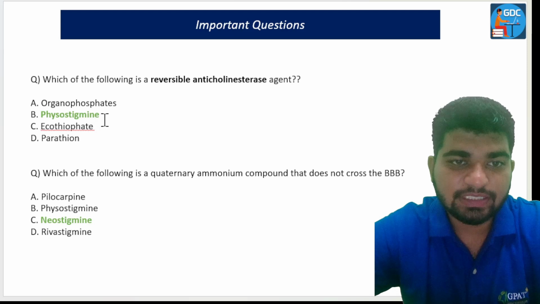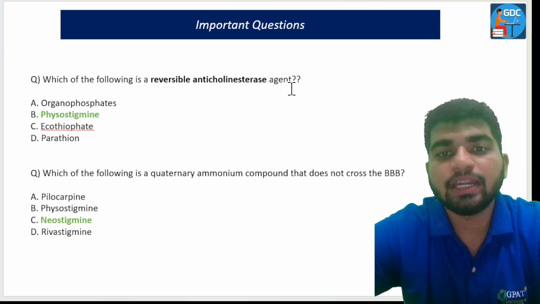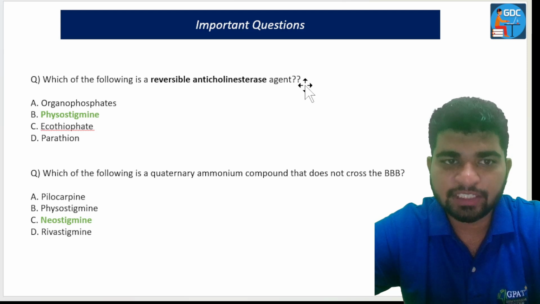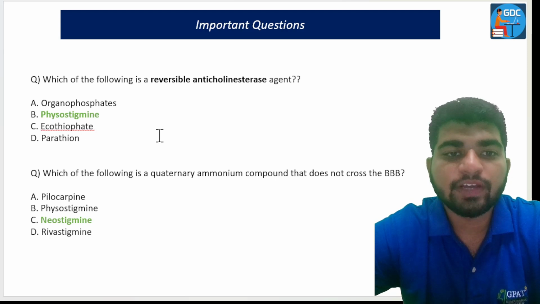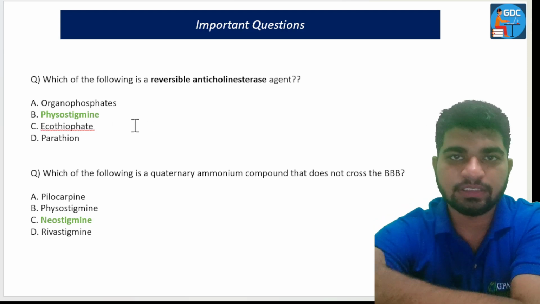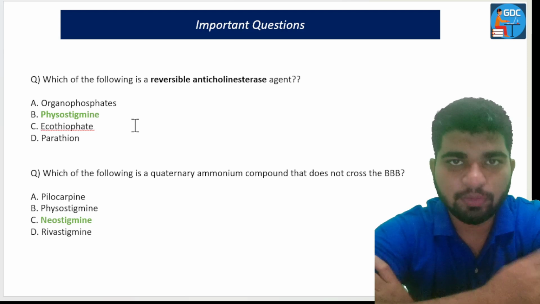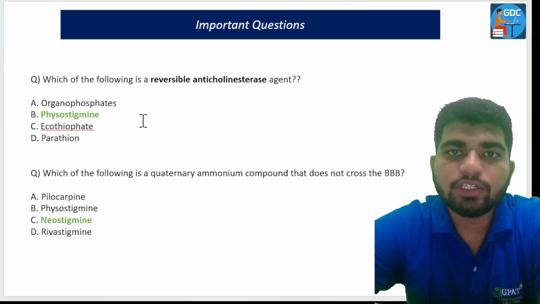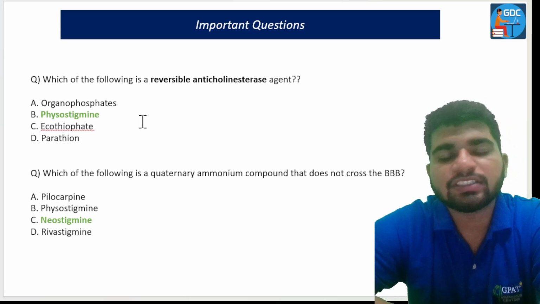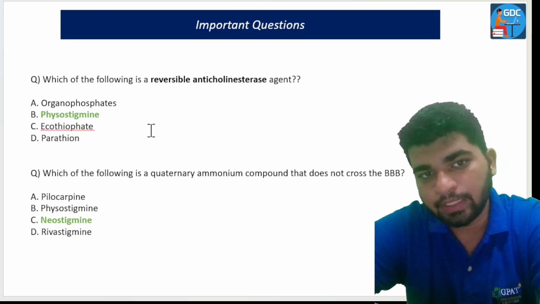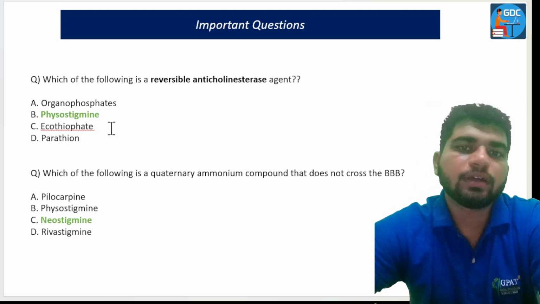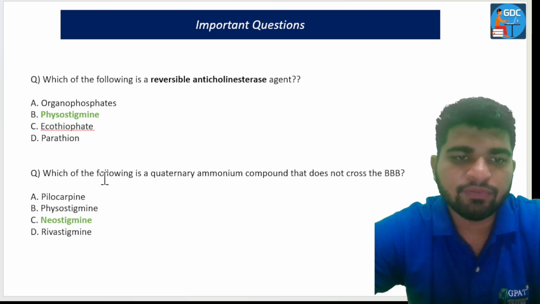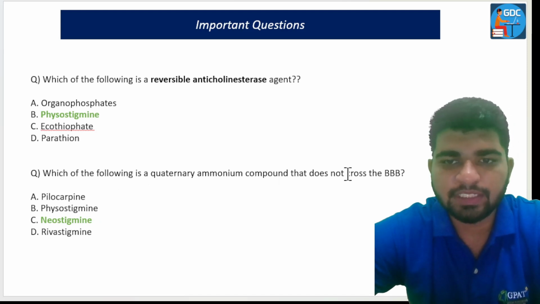So let's see the answer. The answer is physostigmine, which is a reversible anticholinesterase agent. So physostigmine does what? Physostigmine is a reversible anticholinesterase agent, which is lipid soluble in nature, and these are responsible for inhibiting the acetylcholinesterase enzyme in a reversible manner. Others are irreversible anticholinesterase agents.